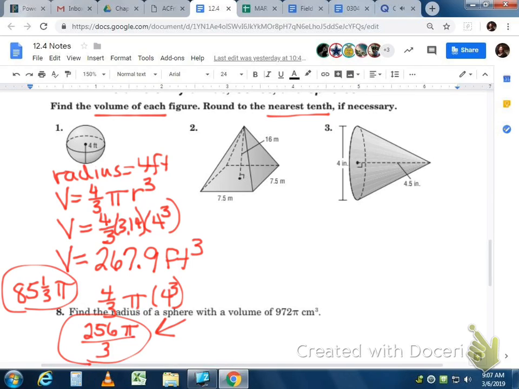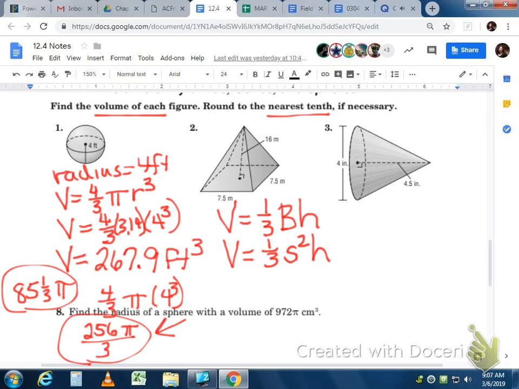All right, let's look at number 2. So this is a pyramid. What kind of pyramid is it? It is not a triangular pyramid. Square. It's a square pyramid. So if we wrote the formula down, we're going to say volume equals 1/3 big B times H. But since it's a square, we'd say 1/3 side squared times H.